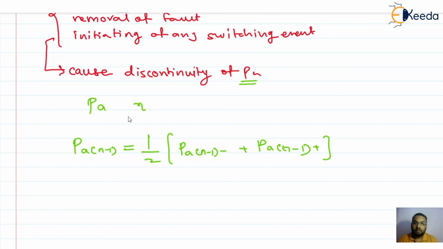We have to calculate it this way because there is a discontinuity in the accelerating power at this time. So it can be calculated as one by two times the addition, dividing by 2, which means we are taking the average. The average of what values? This is the accelerating power immediately before the clearing of the fault, and this is immediately after the clearing of the fault. This way we can compute the value of the accelerating power at the beginning of an interval if there is a discontinuity. The rest we can solve as per what we have discussed in this step by step or point by point method.